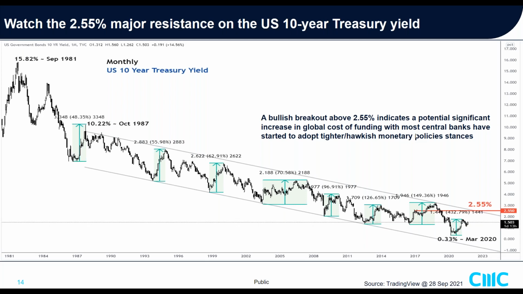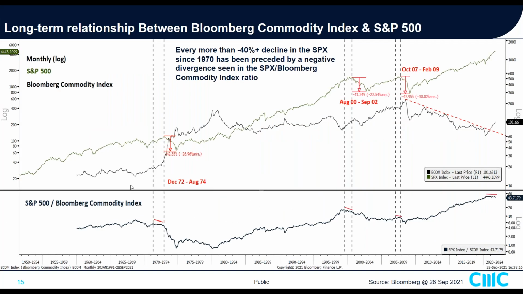Now, very quickly, this is a chart that I tend to watch almost every month, at the end of the month. Why this chart is important is because every 40% or more decline in the S&P since 1970 has been preceded by a negative divergence seen in the S&P Bloomberg Commodity Index ratio. That is what it means here.